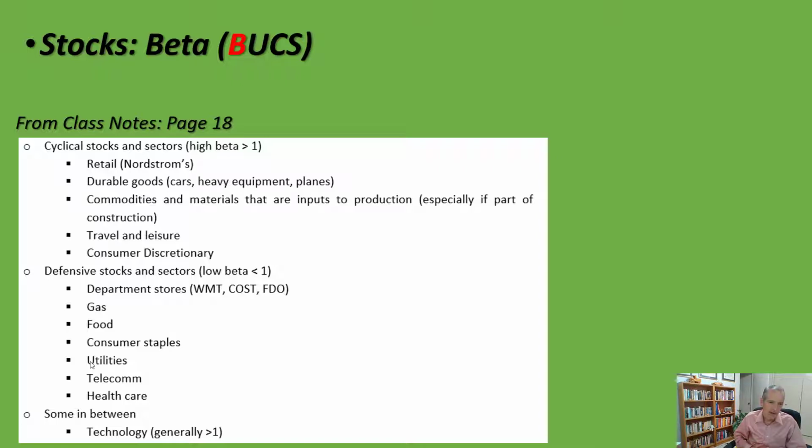So it depends. You have to look at these over time. There's not an obvious answer on all of them, but you should have some sense of what's a high beta and what's a low beta. So definitely airlines are a high beta, auto manufacturers are high beta companies. Obviously Walmart's, Kroger's, those are low beta. Utilities are low beta. There's some that are obvious. There's some like telecom and technology where there's a little bit of a debate.